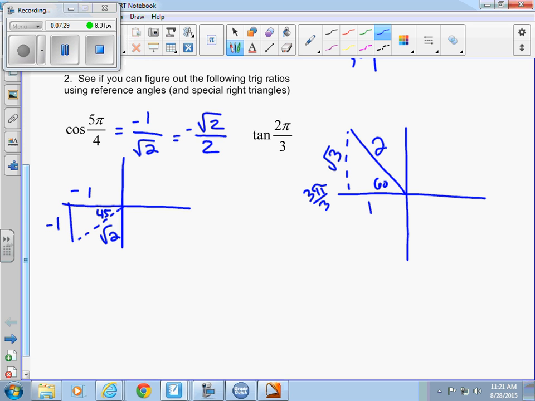Are there any negatives? Yes. Why? Because that's a left. To the left. Left or down gives you negatives. Why is the radical 3 not negative?